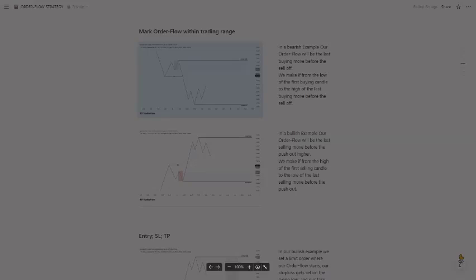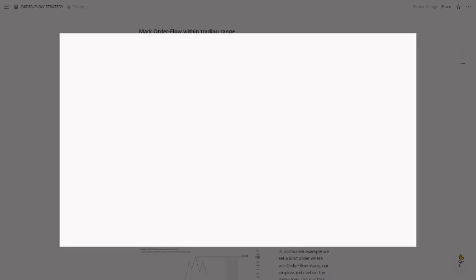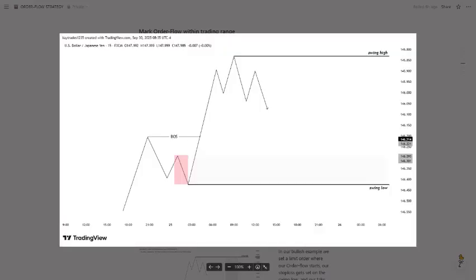If we can wait for it to actually pop up. Nice. So in a bullish market, it's the inverse of that. We are going to be marking the last selling move before the impulse higher, or the push out higher. So order flow is the last opposing move before a directional move. Here we mark the high of the first selling candle all the way to the low of the last selling candle before this impulse higher.